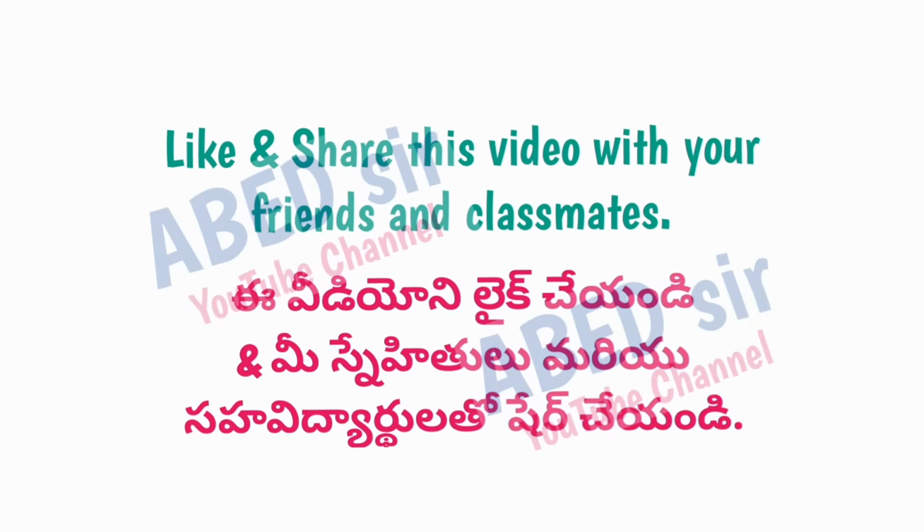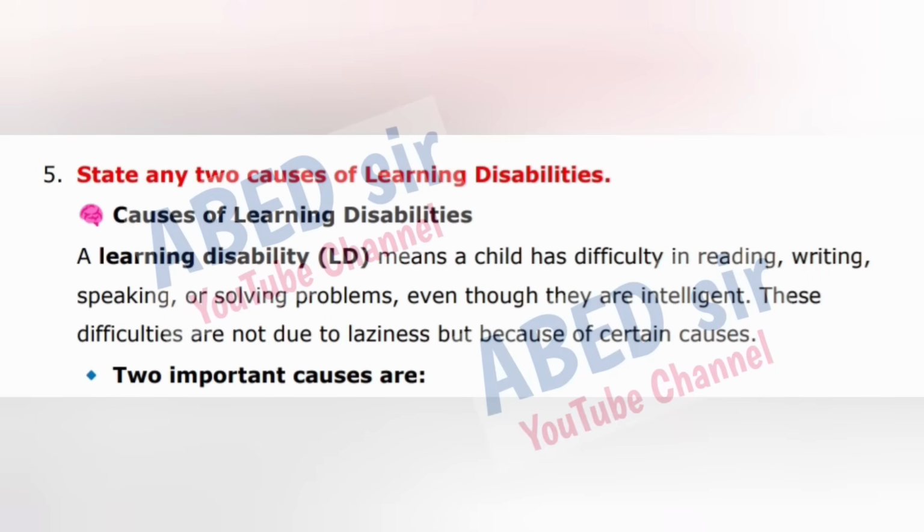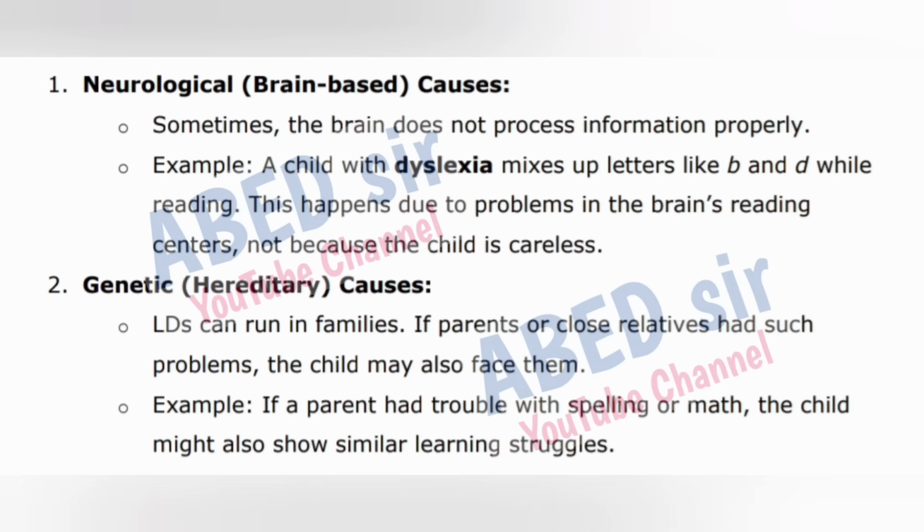Next important short question is: 5. State any two causes of learning disabilities. A learning disability, LD, means a child has difficulty in reading, writing, speaking, or solving problems, even though they are intelligent. These difficulties are not due to laziness, but because of certain causes. Two important causes are: 1. Neurological, brain-based causes. Sometimes, the brain does not process information properly.